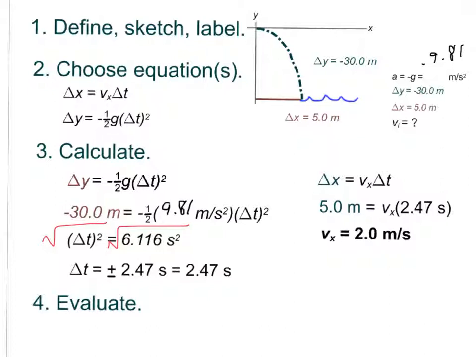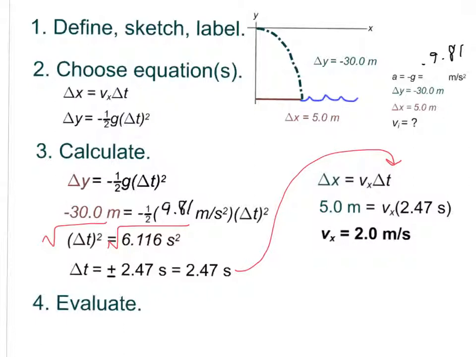I can then plug that value into my second equation. And when I do that, I know delta x is equal to 5 meters. I know my delta t now is 2.47 seconds, and I can find that horizontal velocity. I do that by dividing both sides by 2.47 seconds, and I get a velocity equal to 2.0 meters per second.